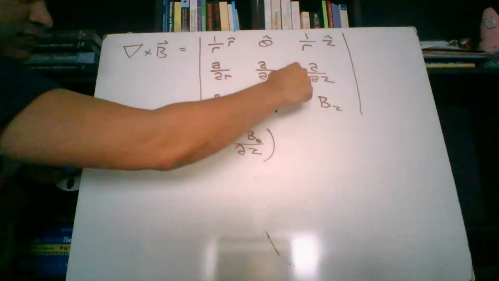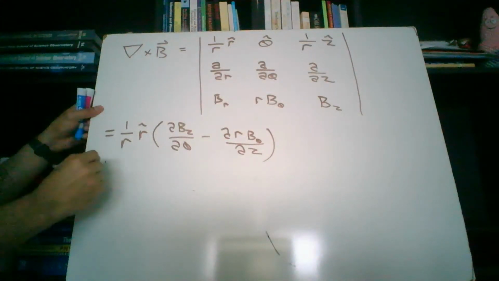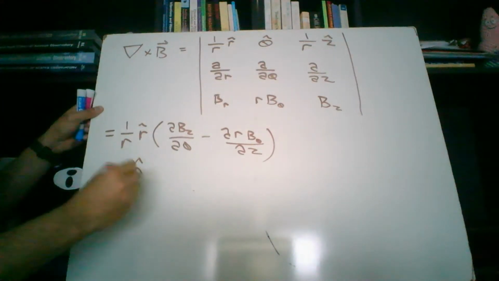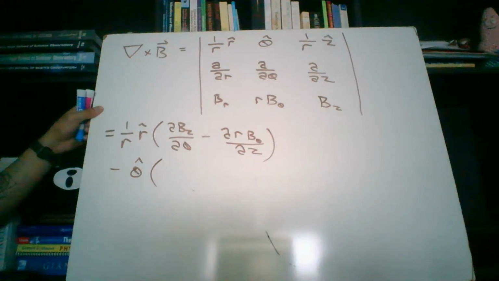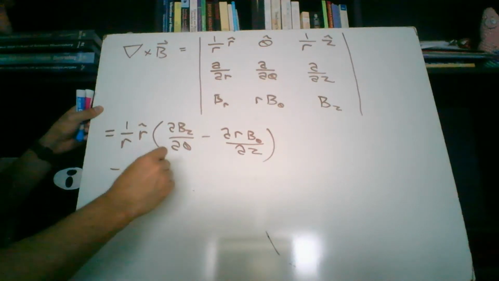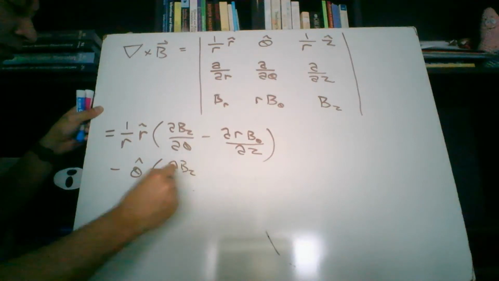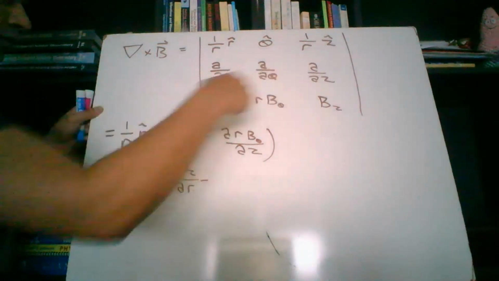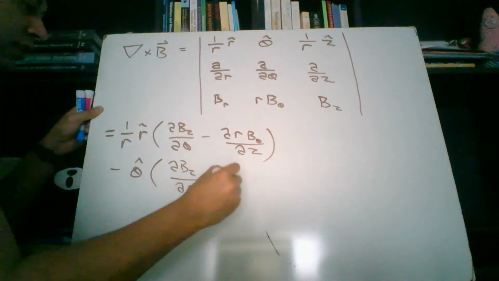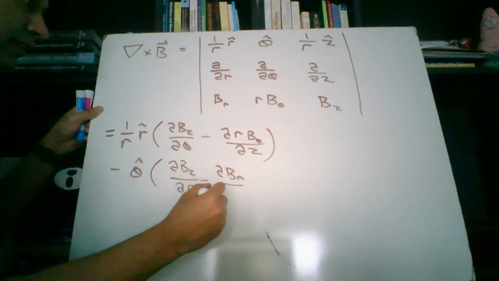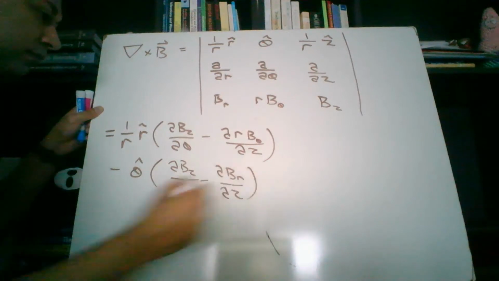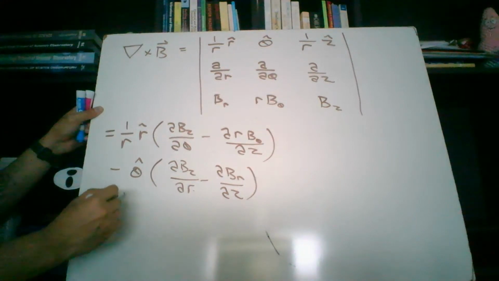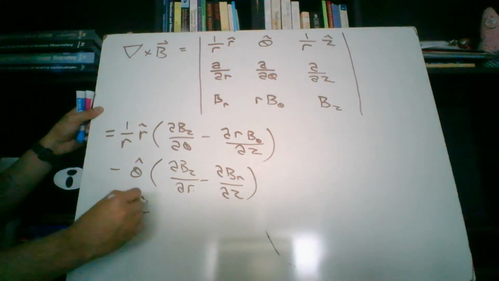So that's this subtracted by that in that direction. And we're going to subtract from it because we have to do the next term right there. This is theta hat, and that's going to equal dBz over dr minus dBr divided by dz. And then finally, we add to it the last term, which is 1 over r in the z hat direction.